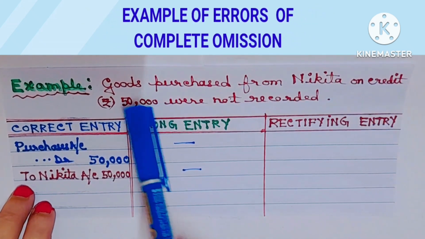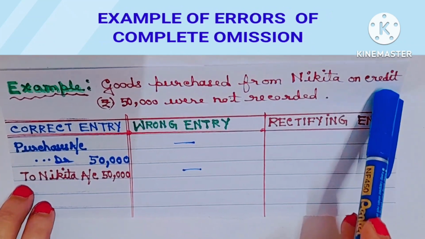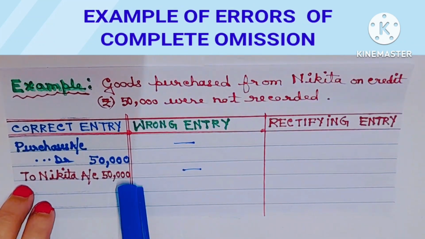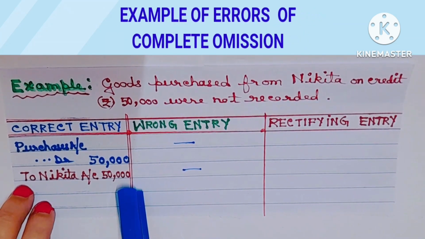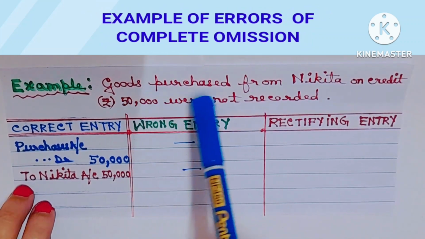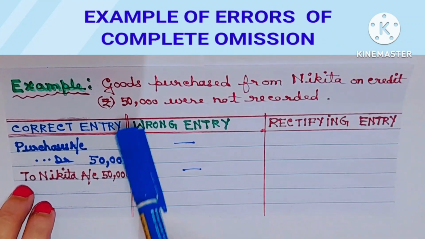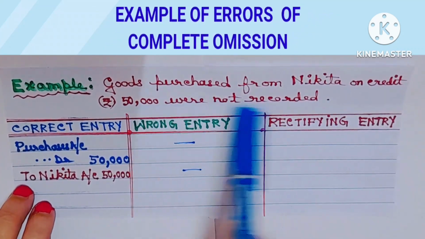Understood? Goods purchased from Nikita on credit. This is the correct entry. Stop here. Don't go further. You have to read up to this point. So purchases account debit 50,000 to Nikita account 50,000. Understood? What is the wrong entry? Goods purchased from Nikita on credit rupees 50,000 were not recorded. This is the wrong part. This is the wrong entry.